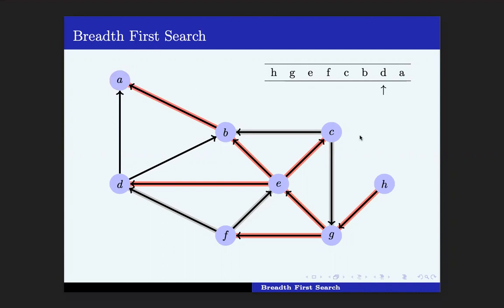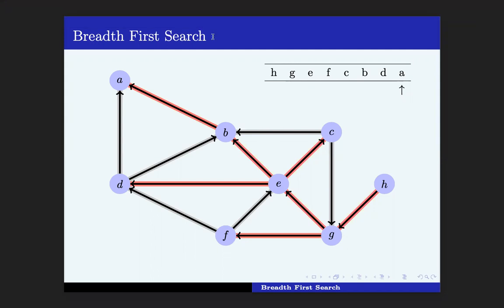I'm still not done with level 3, by the way. C, B, and D were at level 3. C is done, B is done. I'll go to D. D has a neighbor B, which is already visited. D has an A, which is already visited. So level 3 is done. Now I have to go to level 4, and level 4 is A. A doesn't have any neighbor, and that's it. So I visit them level by level, or generation by generation.